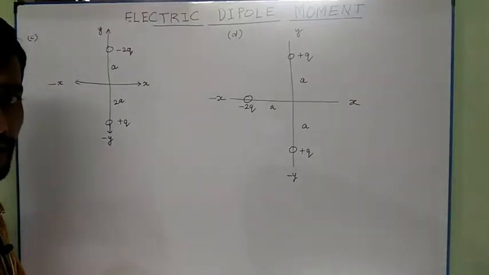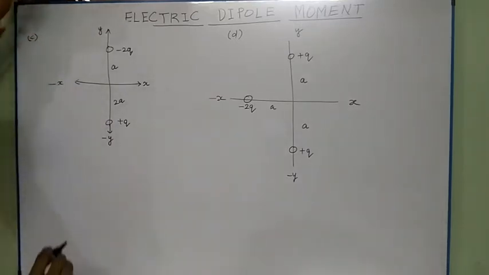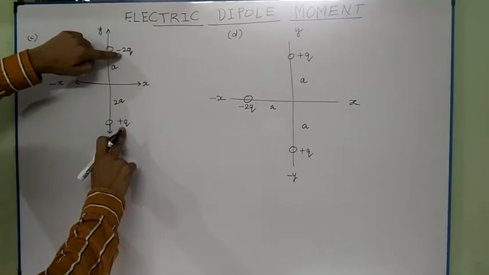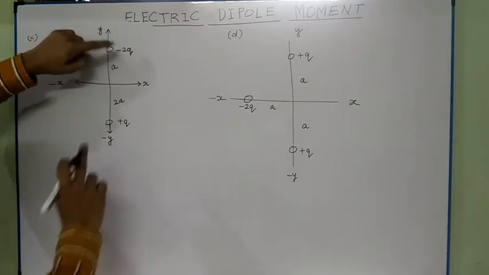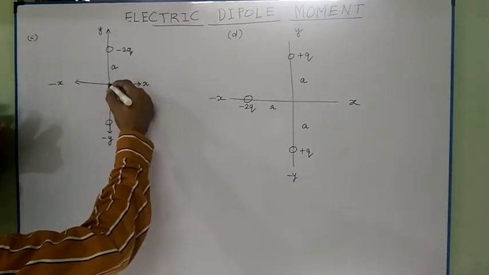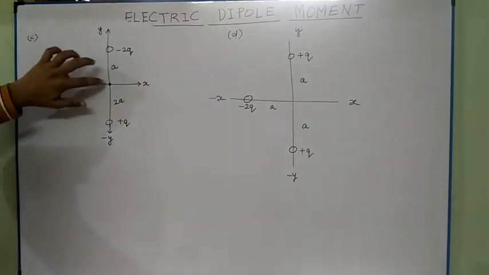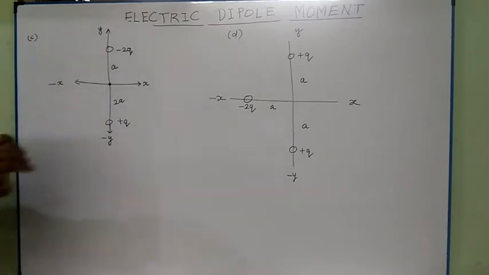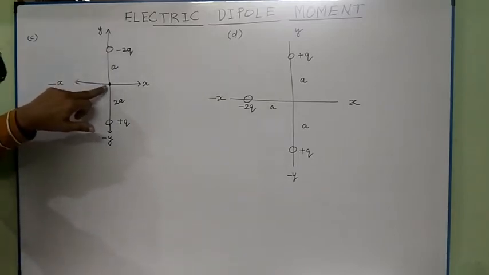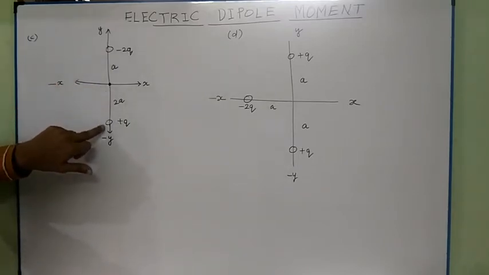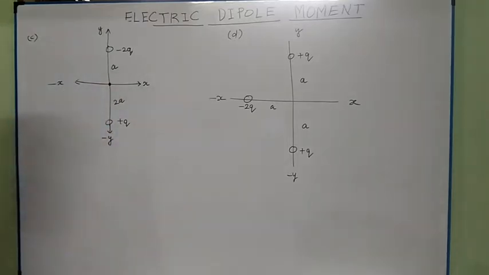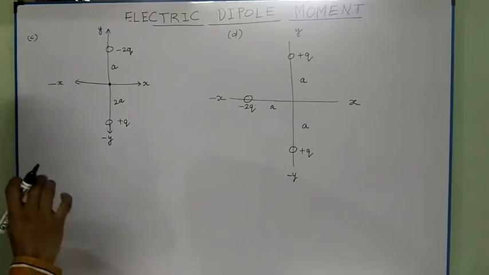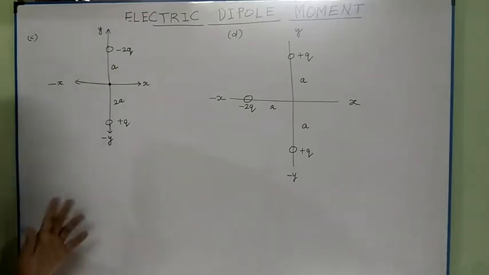Okay, அடுத்தது case C பாருங்க. Here we have plus q charge here, minus 2q charge here, and this is the origin. The distance from the origin to charge minus 2q is a, and the distance from the origin to the charge plus q is 2a. So in this configuration of charges electric dipole moment எப்படி கண்டுபிடிக்கிறது?